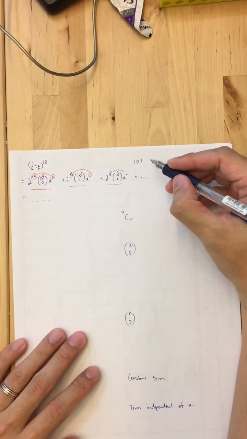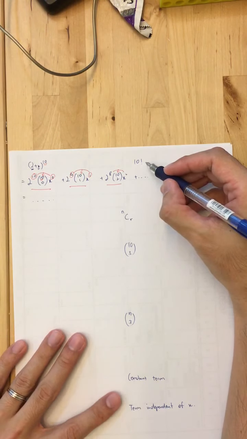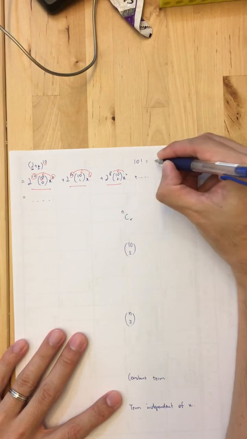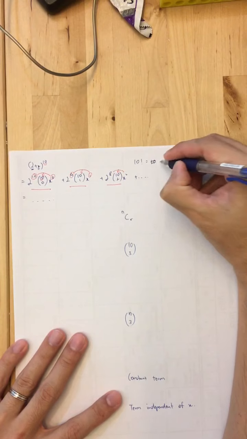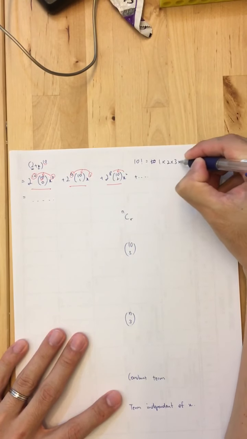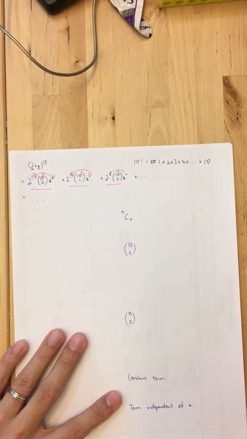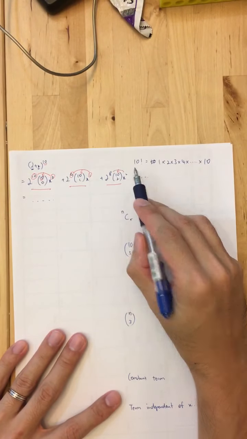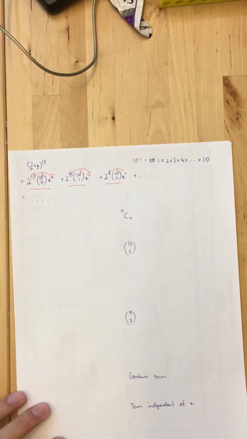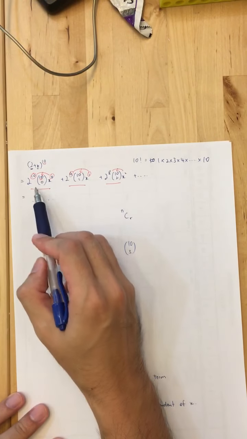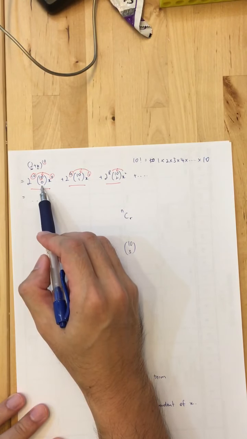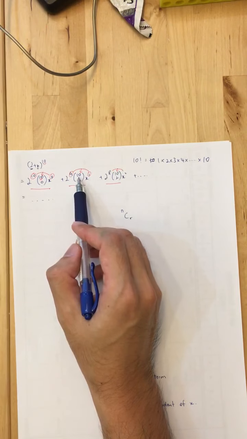So what other things do you need to know? First thing is 10 factorial. Sometimes you see the exclamation mark. 10 factorial represents 1 times 2 times 3 times 4 times all the way until 10. So this is 10 factorial. Then, as I mentioned just now, I will explain this to you: what is this 10 choose 0? What is this 10 choose 1?